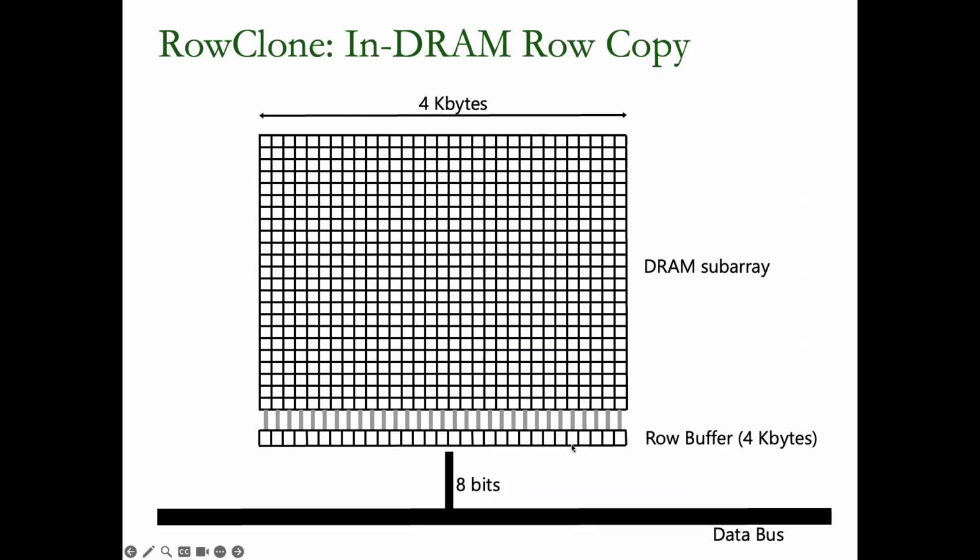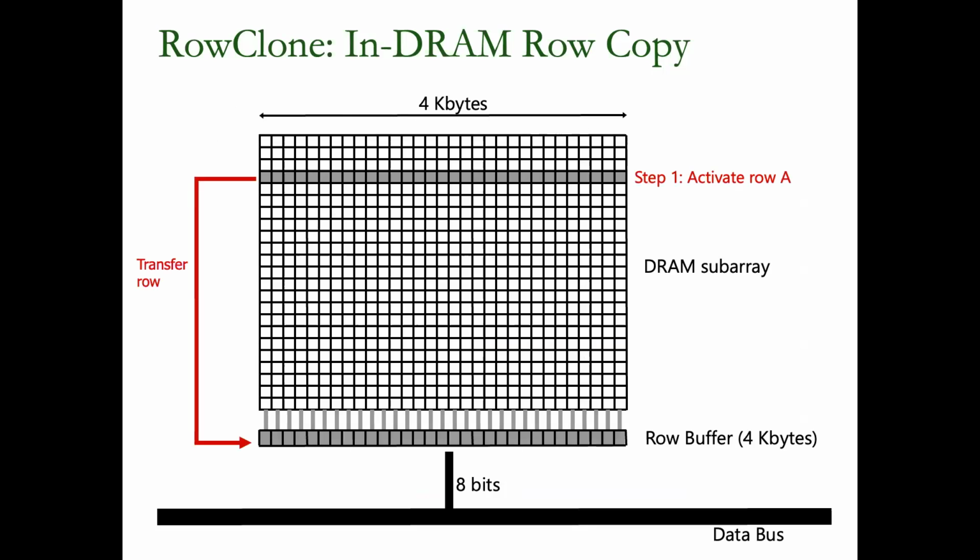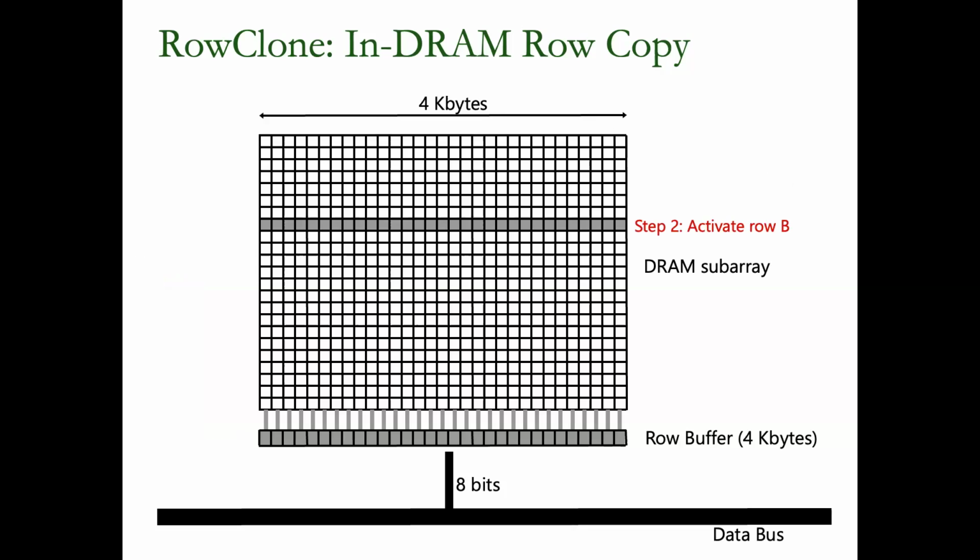So if you want to read something in one row, you first activate one row, which stores the data in this row buffer in sense amplifiers. And sense amplifiers are much stronger than the cells. Now, the idea is to first activate the source row, which brings the data into the sense amplifiers, the row buffer, and then activate the destination row while deactivating the source row.